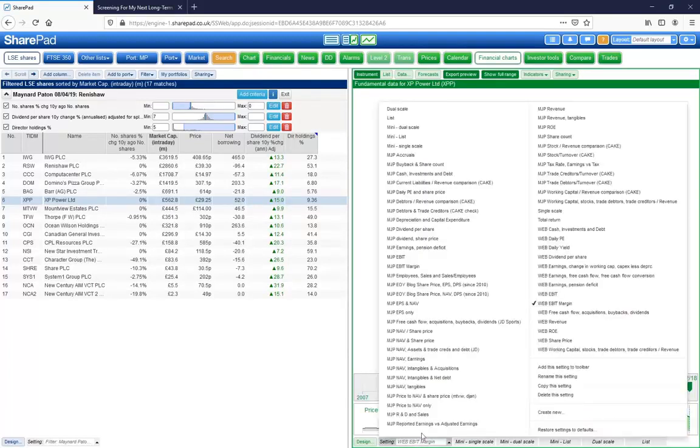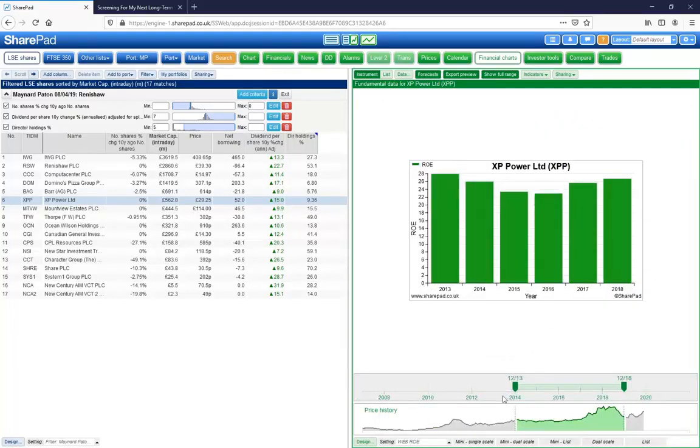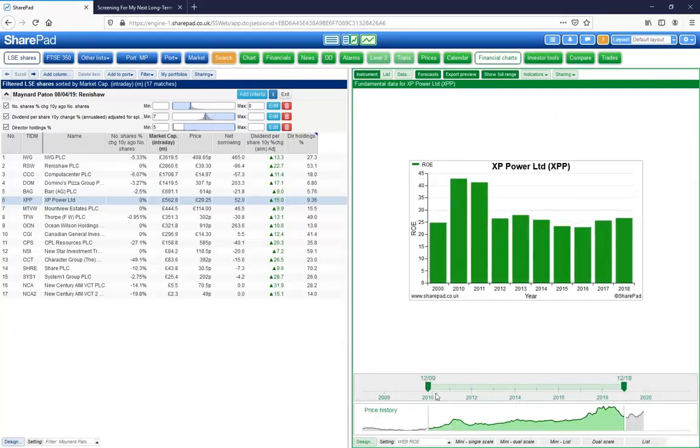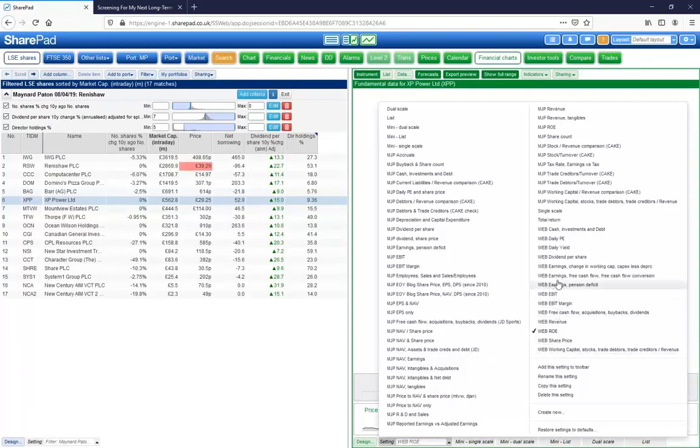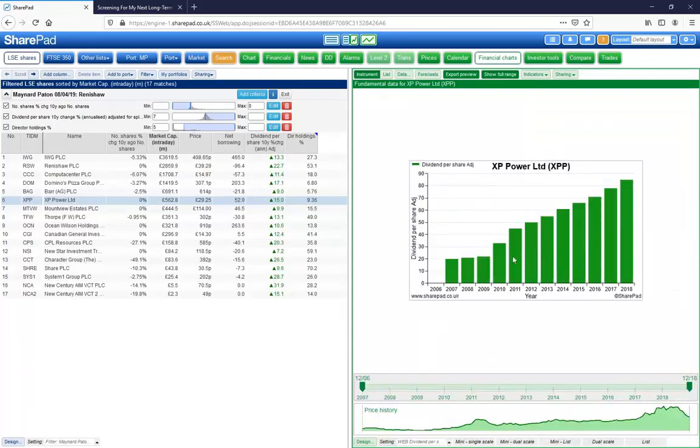That's good as well. And the ROE, return on equity, let's extend this out. So it's above 25% the last year, and it's generally been above 25%. So this is a good looking business, I think. And the dividend has been rising nicely in a nice smooth manner, so that looks good.